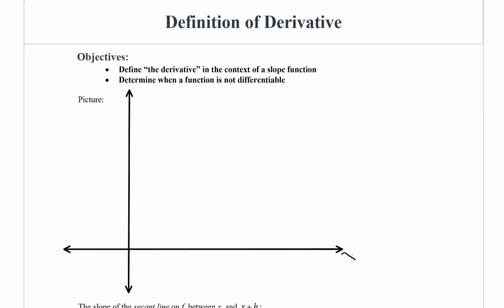I'm going to draw a coordinate plane. I'm going to draw the y-axis and the x-axis. I'm going to label the x-axis with an x, and I'm going to label the y-axis with f of x. I'm going to draw an increasing function, and this increasing function is going to be concave up. I'm going to label the function with y equals f of x.